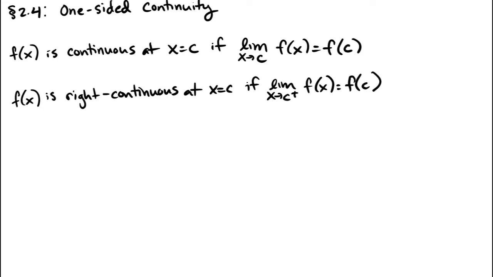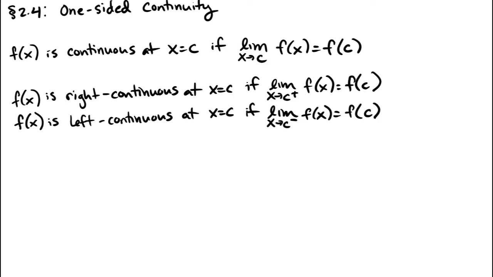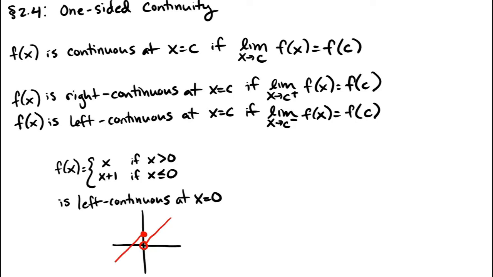A function is right continuous at a point if the limit as x goes to c from the right equals the function value. Same goes for left continuity and left limits. So if we look at this piecewise function, as we approach 0 from the right, we see a hole in the graph. The limit from the right does not equal f(0), but the limit from the left does. The limit from the left is 1, and f(0) is also 1.